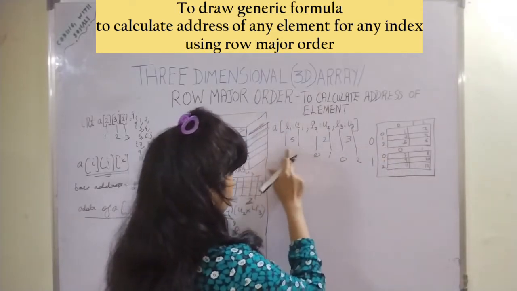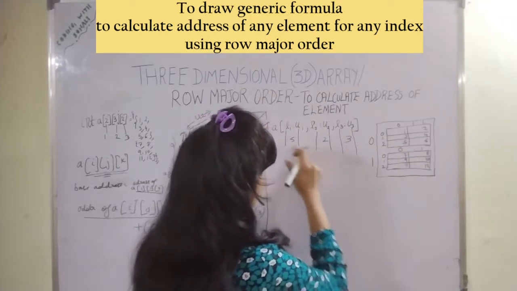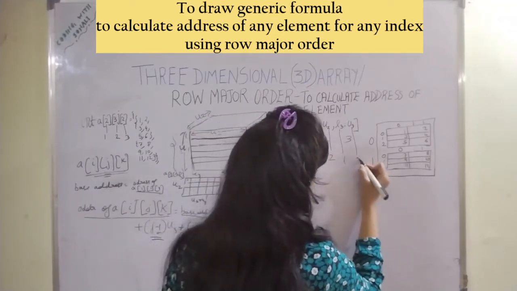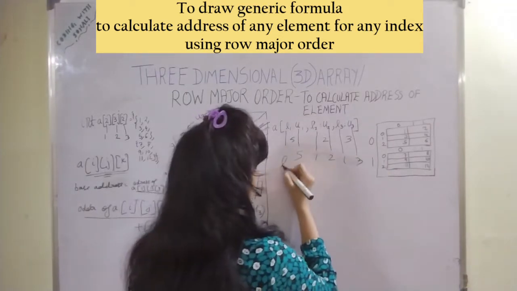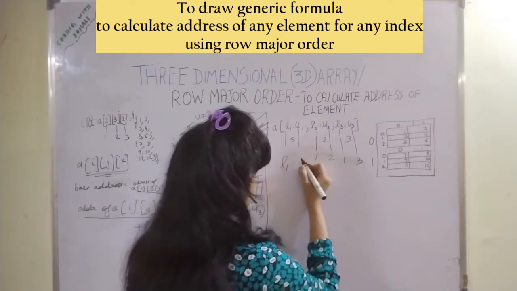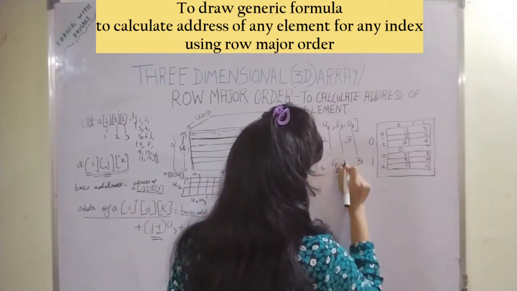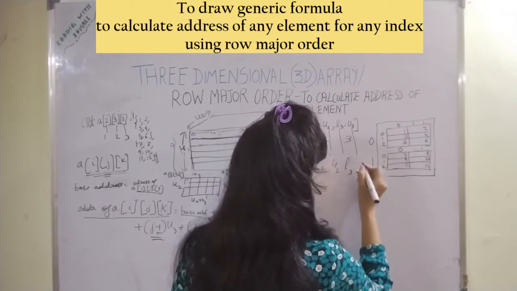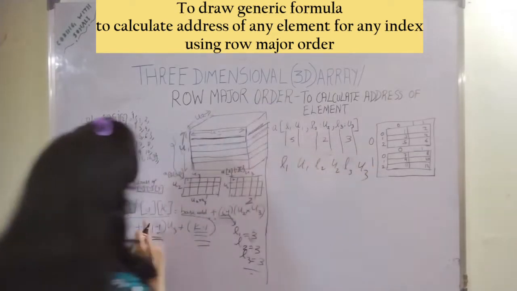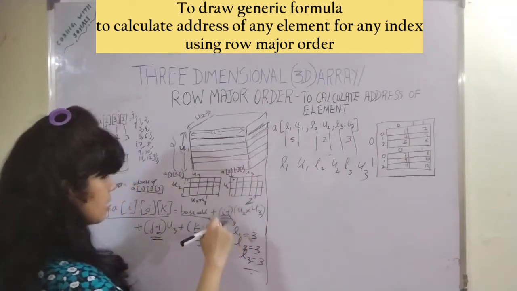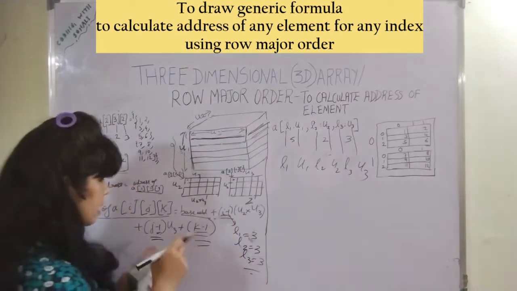So if the indexing starts from 1, in that case this will be 1, this will be 5, this will be 1, this will be 2, this will be 1, this will be 3. The indexing starts from L1 itself. We will consider L1 with U1, L2 with U2, L3 with U3. So this formula will be modified in this manner, that is, not from 1, we will consider if it is starting from L1, L2 and L3.